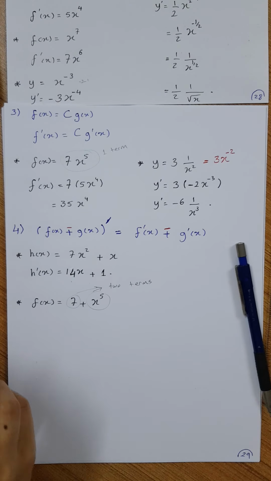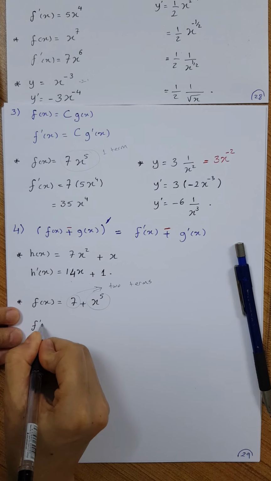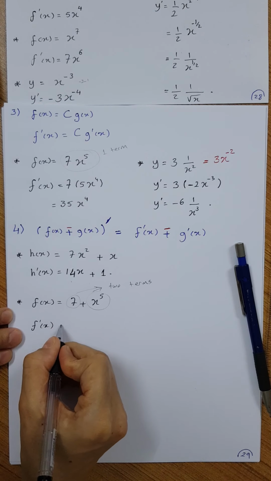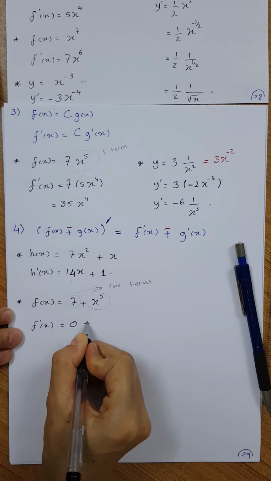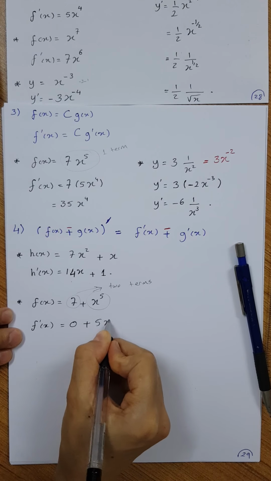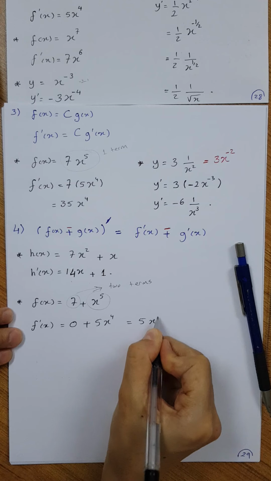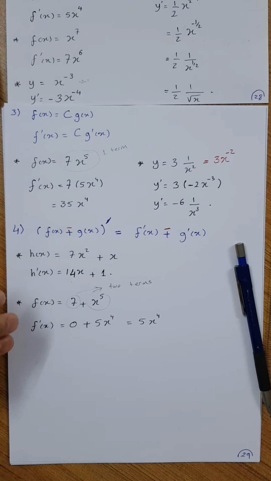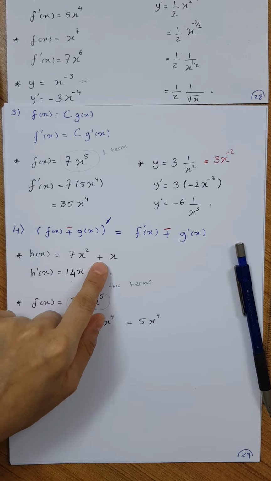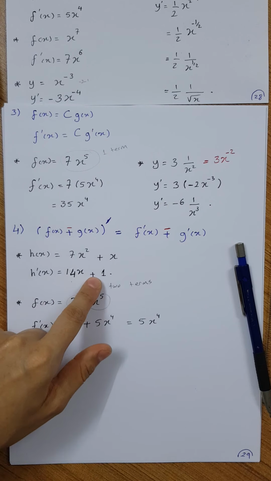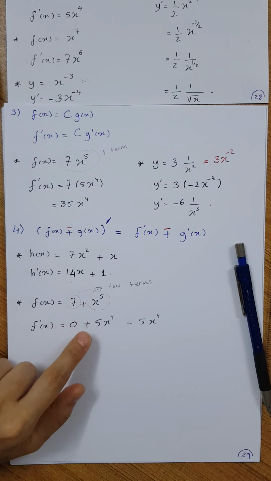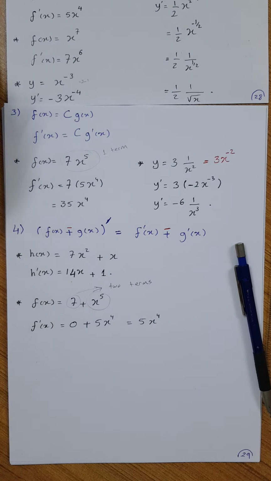So what is the derivative of this one? F prime of x, it says we can take the derivative of this one alone plus the derivative of this one, which is 5x to the power of 4. So the result is equal to 5x to the power of 4. Of course, you would do the same procedure. If this plus is changed into a negative, you will put a negative here.